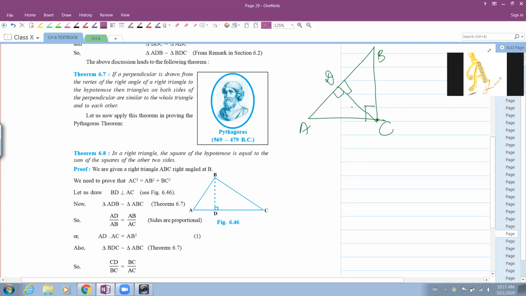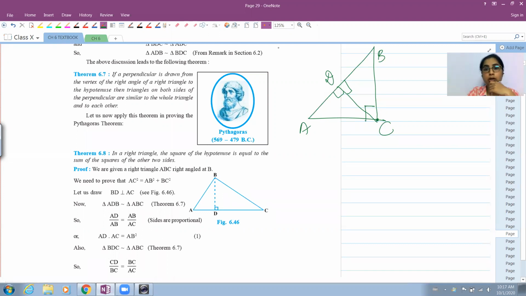Yes, ma'am. And what can you say about these smaller triangles now? The special thing about these smaller triangles is ये smaller triangles भी कैसे हैं? Right triangles. आपका original triangle भी right angle था, and by construction these two smaller triangles are also right triangles. And we can actually prove that each of these smaller triangles are similar to the whole triangle, and they are similar to each other as well. Does that make sense to you, what I'm saying?